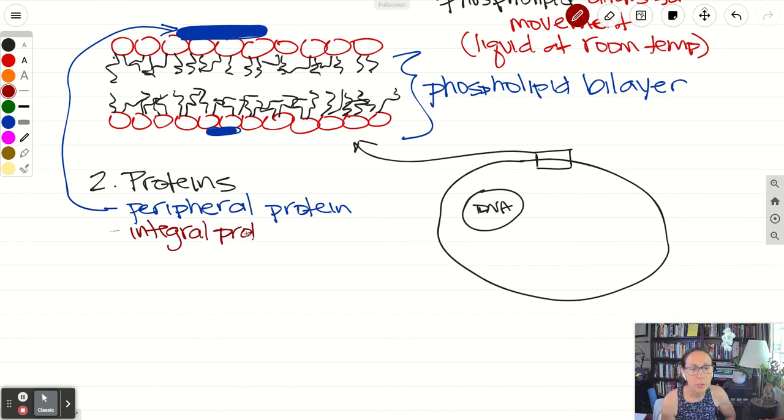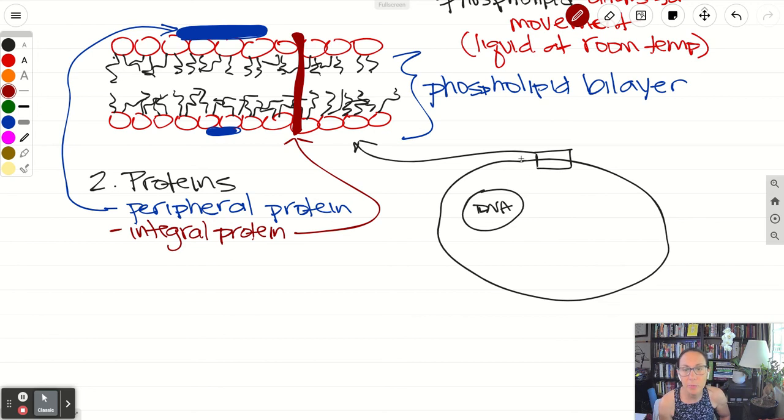And an integral protein is one that goes all the way through the plasma membrane. So I'm going to draw it here. That's an integral protein. And the difference is that it goes all the way through from the inside of the plasma membrane to the outside of the plasma membrane.